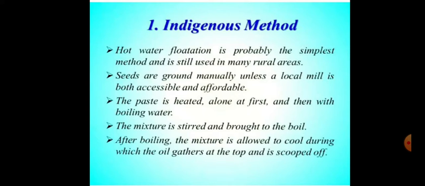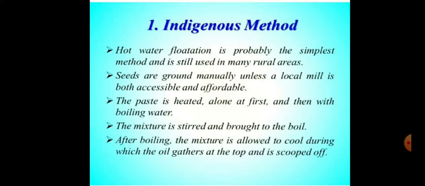In the indigenous method, hot water flotation is probably the simplest method and is still used in many rural areas. Seeds are ground manually unless a local mill is both accessible and affordable. The paste is heated alone at first and then with boiling water. The mixture is stirred and brought to boil. After boiling, the mixture is allowed to cool, during which the oil gathers at the top and is scooped off. So basically, whatever the raw material, we have to make a paste of it.